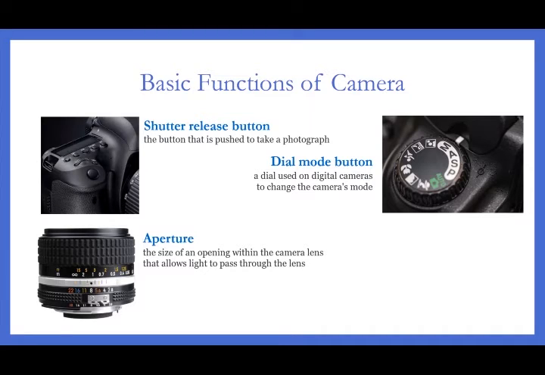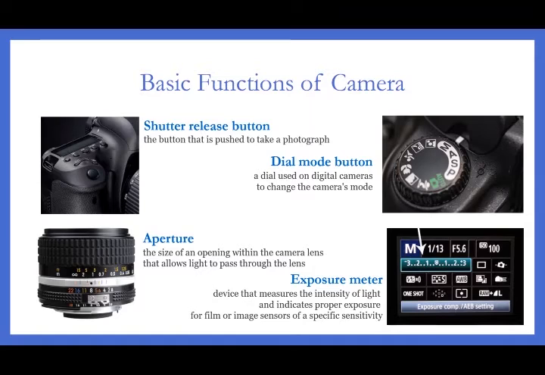Aperture: the size of an opening within the camera lens that allows light to pass through the lens. Exposure meter, also called light meter: a photographic auxiliary device that measures the intensity of light and indicates proper exposure, for example, the combination of aperture and shutter speed for a film or image sensor of a specific sensitivity.